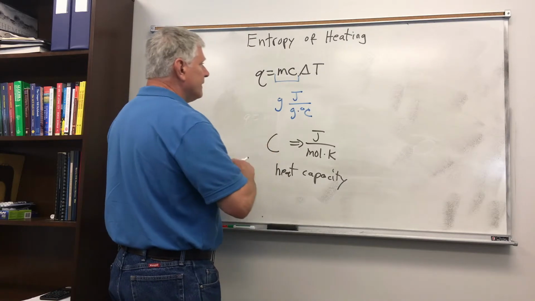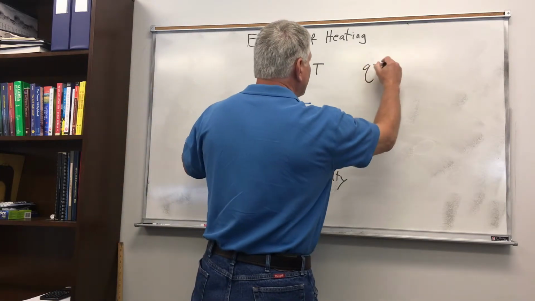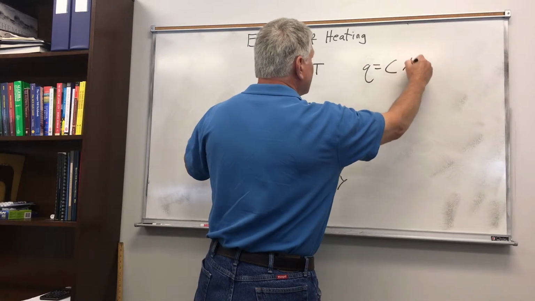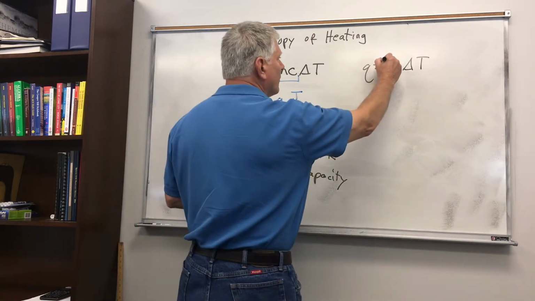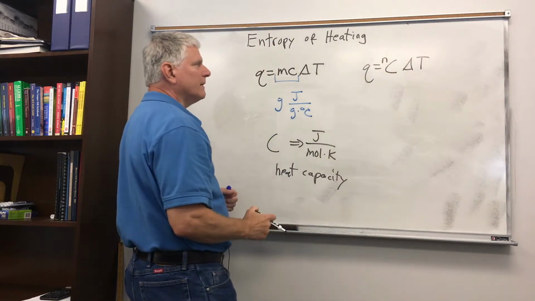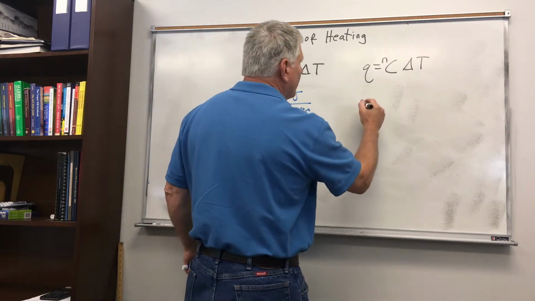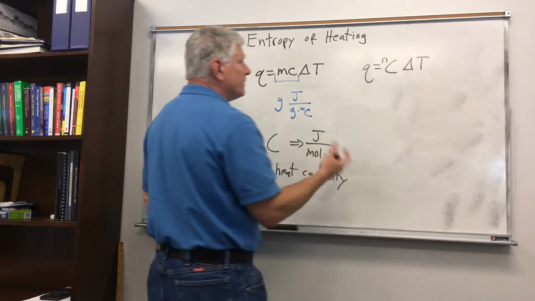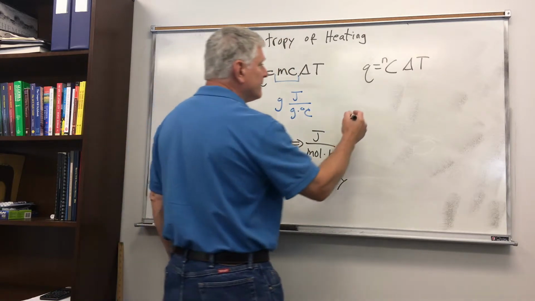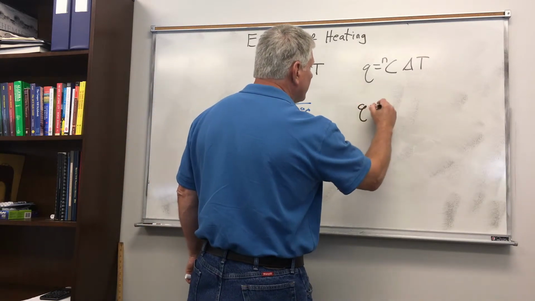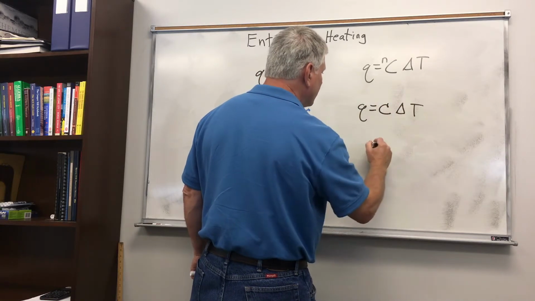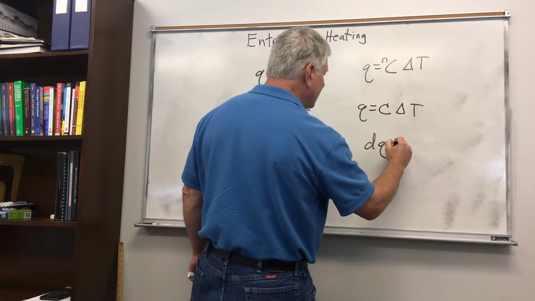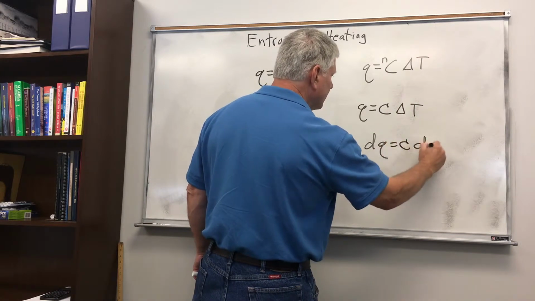So in this case, Q would be the heat capacity times delta T, and then we'd have the number of moles multiplied here. So if we want to just do it on a per mole basis, we can write Q is equal to C delta T. We got this from the change in the heat is equal to C dT.